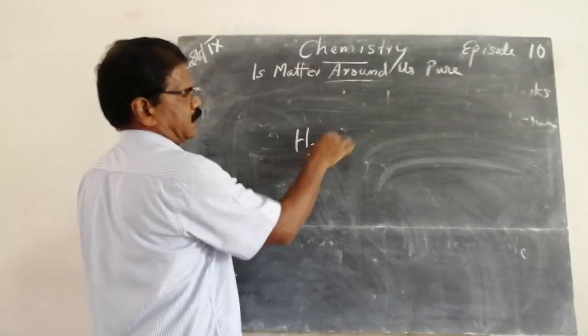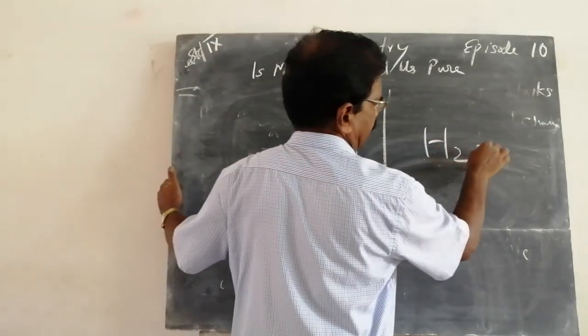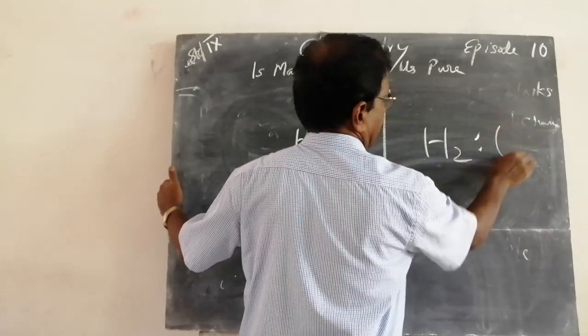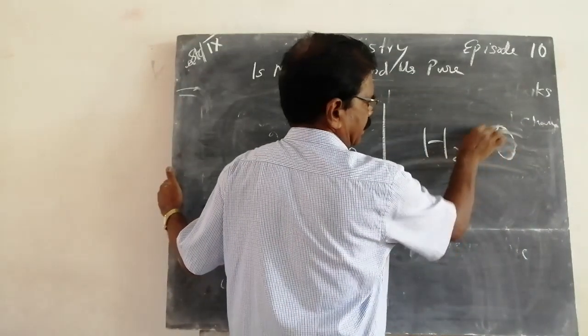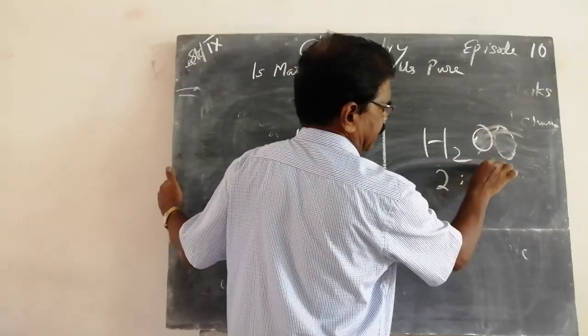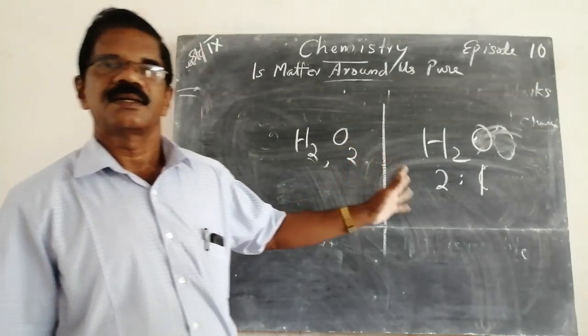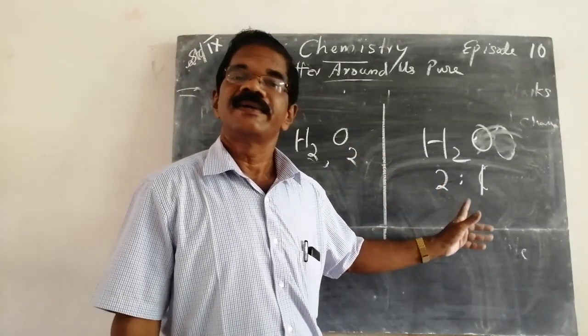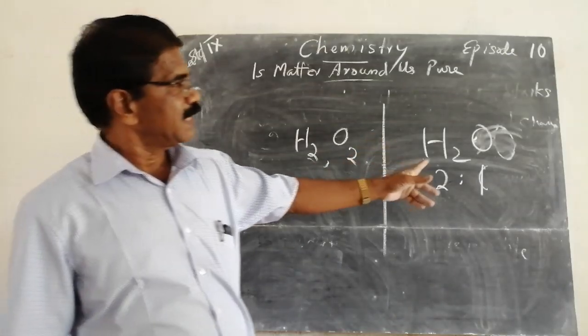Hydrogen element, oxygen element, water. The hydrogen to oxygen ratio is 2 to 1: 2 atoms of hydrogen combine with 1 atom of oxygen. So these are common elements and compounds. They are chemically combined.